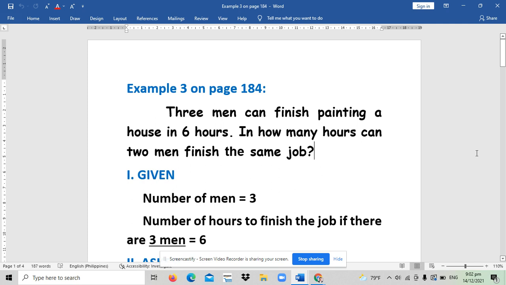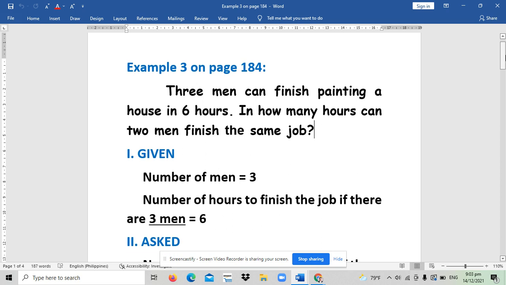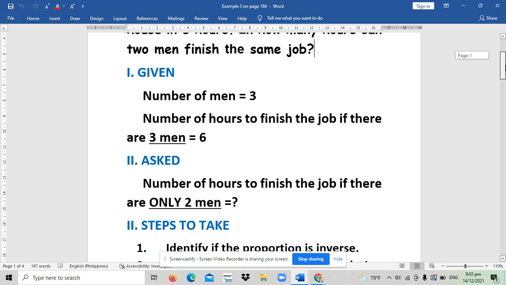So first, determine the given quantities and their values. We have the number of men, which is three, and the number of hours to finish the job. If there are three men, that is equal to 6 hours. Next is what is asked in the problem. That is the number of hours to finish the same job if there are only two men, and that is unknown.